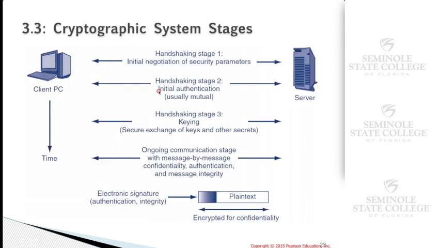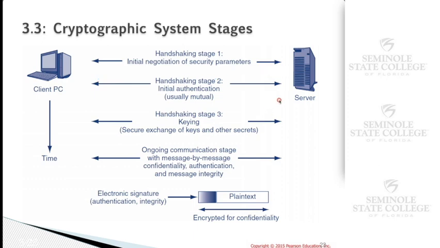So let's take a look at the diagram here. Handshake stage 1 is the initial negotiation of security parameters. In other words, the client PC might send to the server all the different encryption methods that it can support. And then the server returns and says, okay, out of that, I'm going to choose this particular cipher suite. What is a cipher suite? We'll look at that.